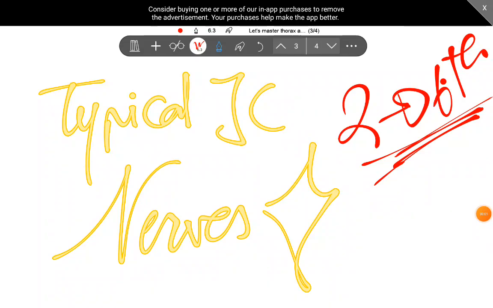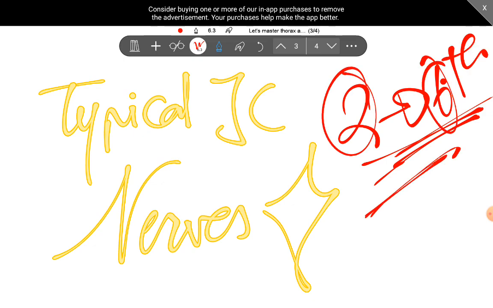So, hello, beautiful people. We're going to continue with the intercostal, typical intercostal nerves to be specific, which are the anterior primary rami of the thoracic nerves from 2 to 6. Great. They're the anterior primary rami, of course.